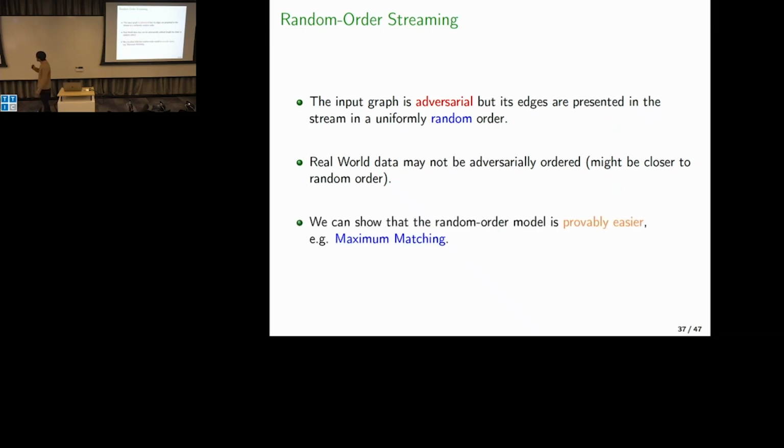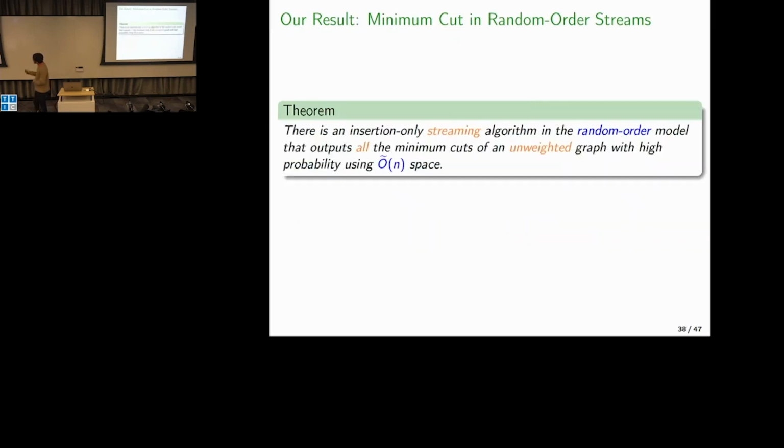But we're interested in it also because this is a provably easier model. For example, maximum matching has strictly better bounds in random order streams. Okay, so let's look at what we can do for our problem. Can we get little o of n squared space here? And it turns out, yes, we can go all the way to O tilde n space.